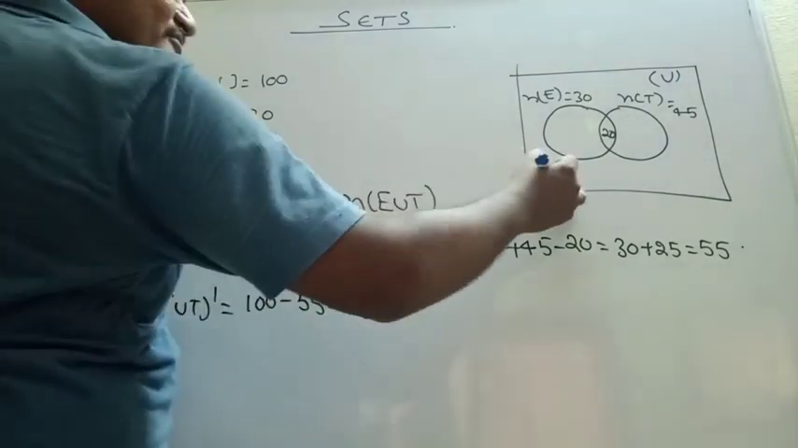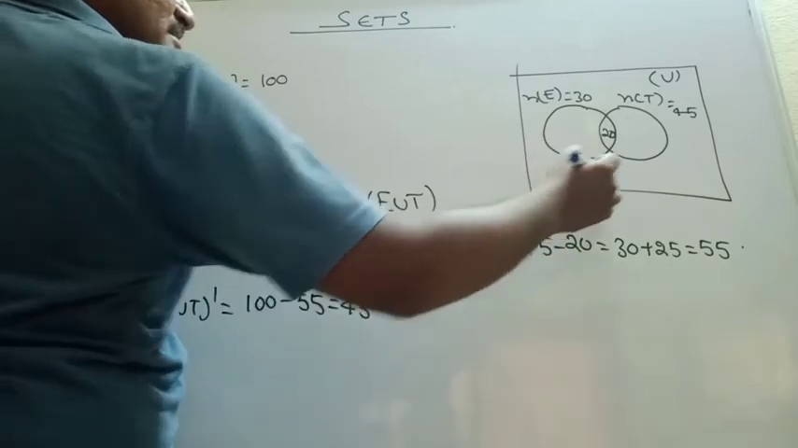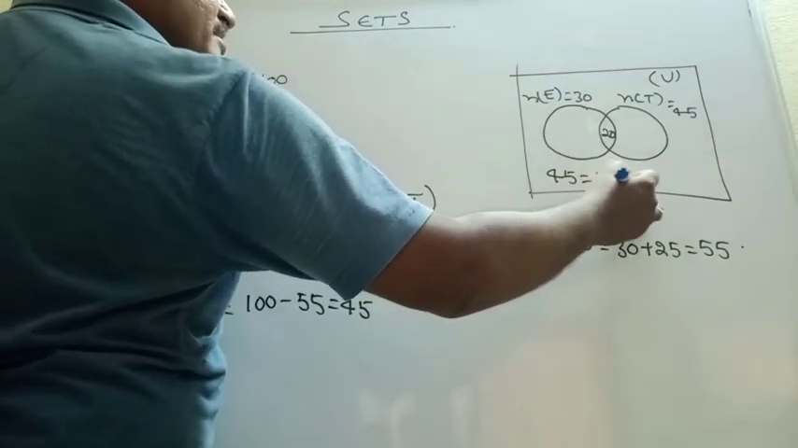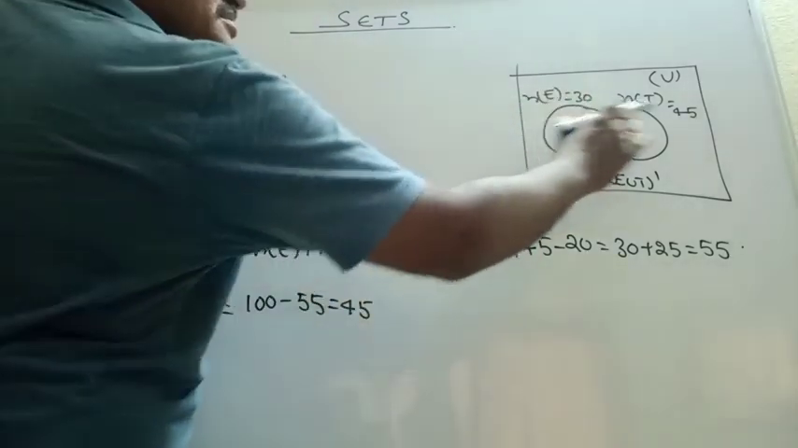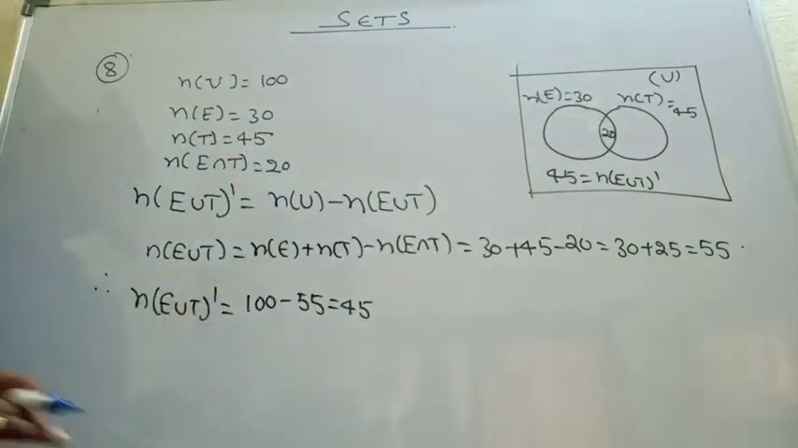These 45 students will be outside like this. This is equal to N of (E union T) whole complement, outside of E union T. E union T is this part. Outside means they will not speak either English or Telugu. In this beautiful way, we will be getting this particular problem, right?